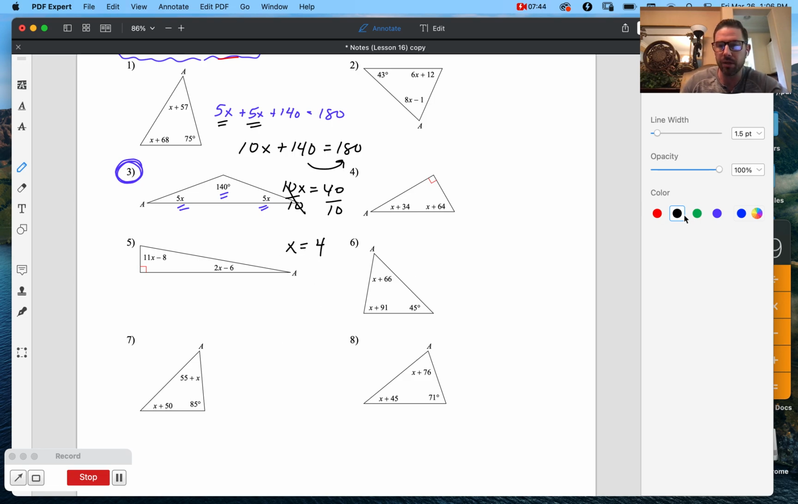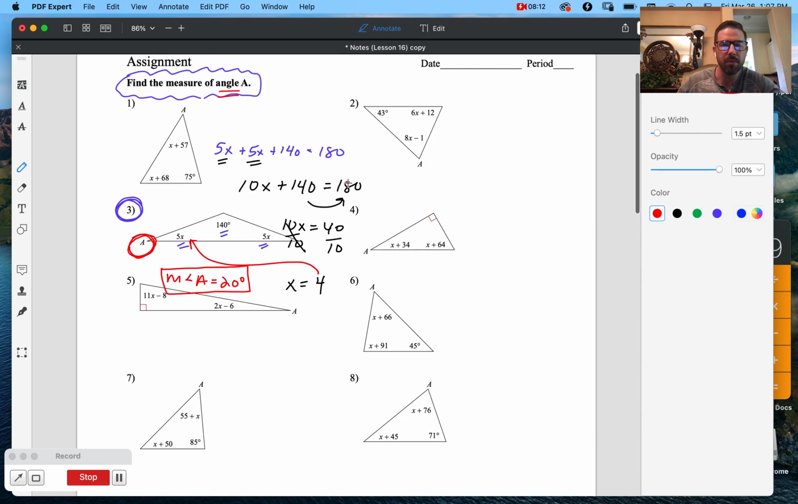Okay, now what do we need to do? We've got to take this and plug it in wherever we see an A. So here's angle A. We've got to plug it in right there for the x. So 5 times 4 is what? 20. So measure of angle A is 20 degrees. Simple, simple, simple. Okay? All right, let's do this last one. Let's do number 4.